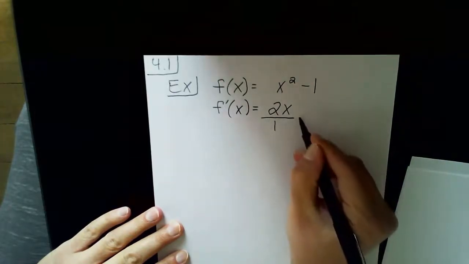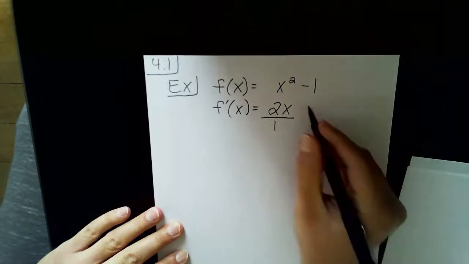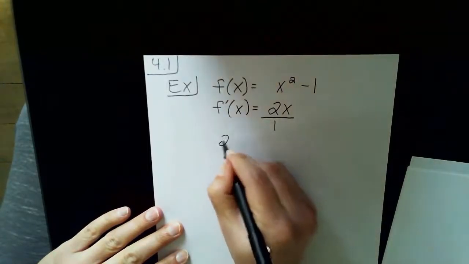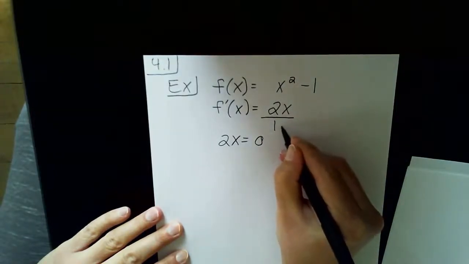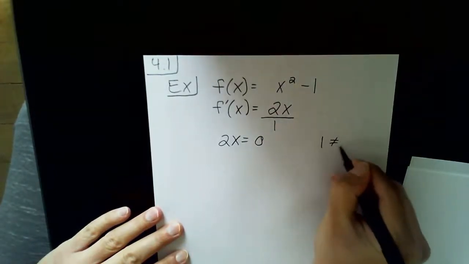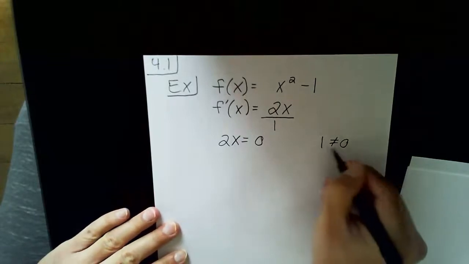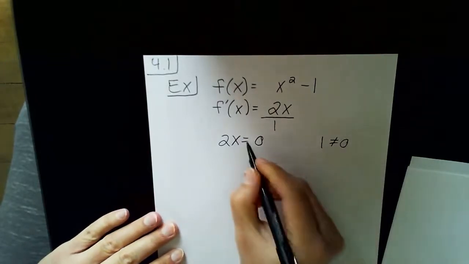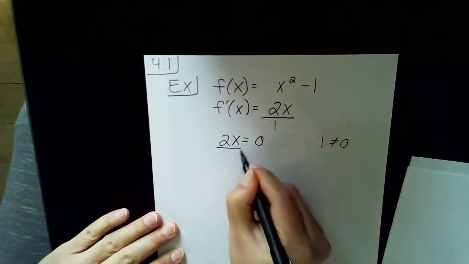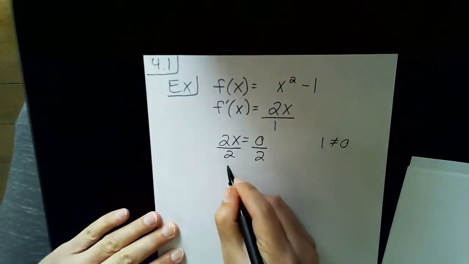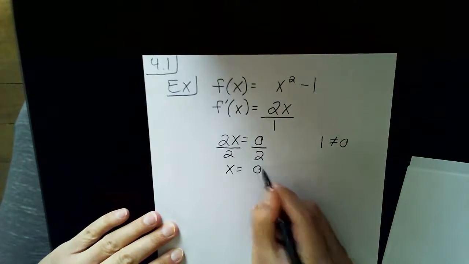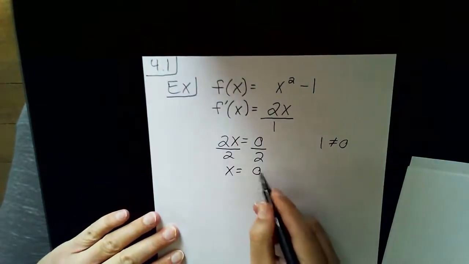So when you set the top and bottom equal to 0, you just end up getting 2x equals 0. And since 1 cannot equal 0, we don't even have to worry about the denominator. So solving for x, we divide each side by 2, which gives us x equals 0. That is our partition number.